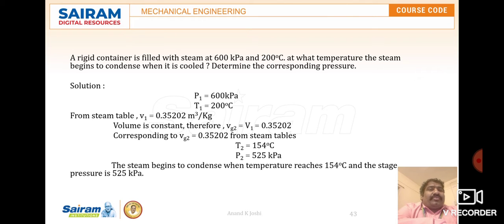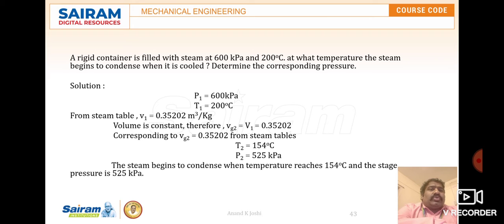A rigid container is filled with steam at a pressure of 600 kilopascal and 200 degrees centigrade. At what temperature is the steam going to begin to condense when it is cooled? Determine the corresponding pressure. That is the question. In the problem, both pressure and temperature are given. We only have to find out the volume from the steam table, corresponding to 600 kilopascal, or 6 bar pressure.